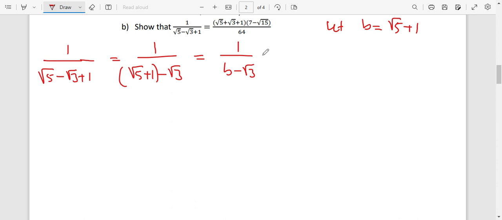Yes, sir. I have a question on the part for why you got root of 5 plus 1. Is it okay to write root of 3 plus 1 as 1 minus root of 3? Yes, that is okay.